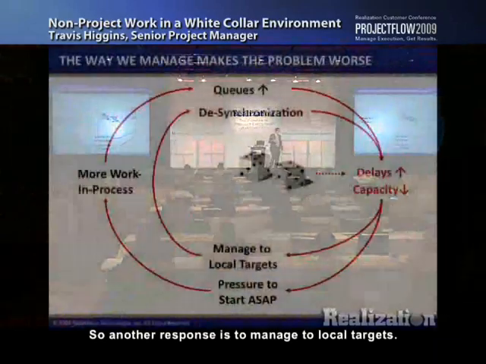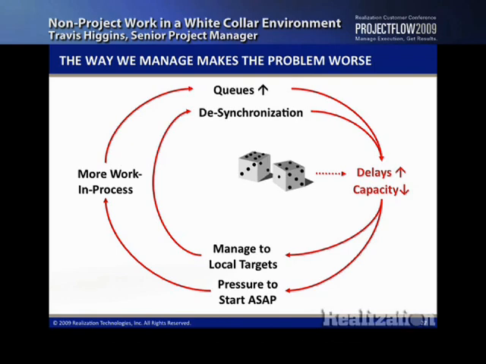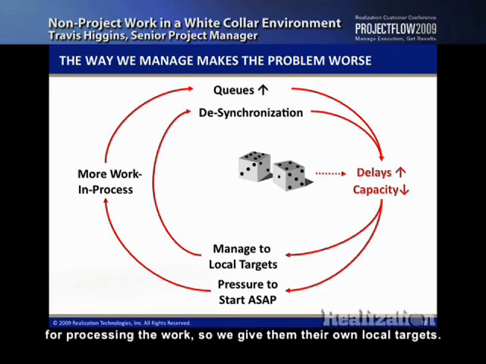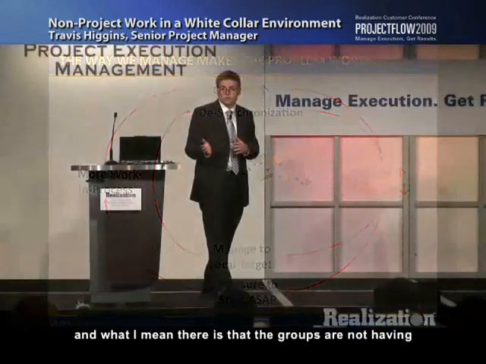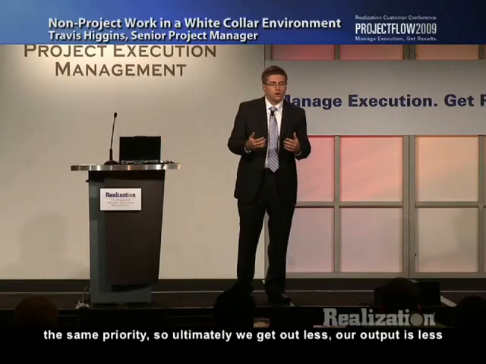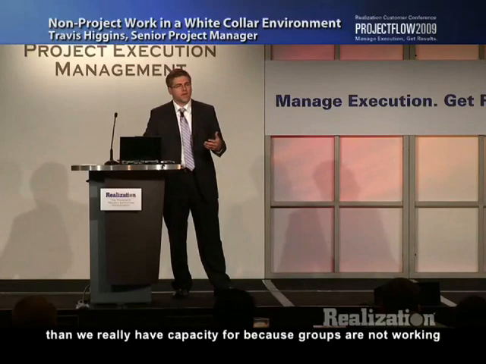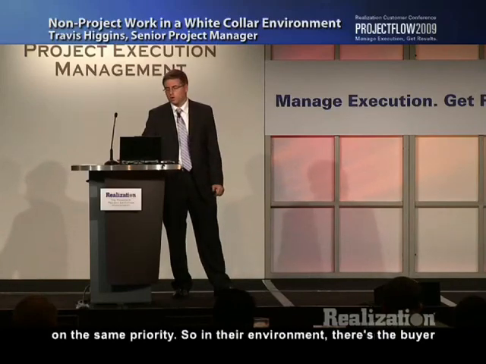So another response is to manage the local targets. So I said there are many groups involved in these decision points, and we want to hold each one of them accountable for processing the work, so we give them their own local targets. And of course, this leads to desynchronization, and what I mean there is that the groups are not having the same priority. So ultimately, we get out less. Our output is less than we really have capacity for because groups are not working on the same priority.